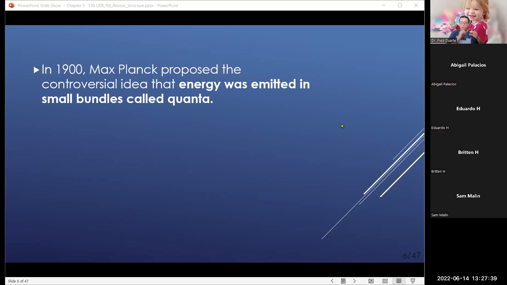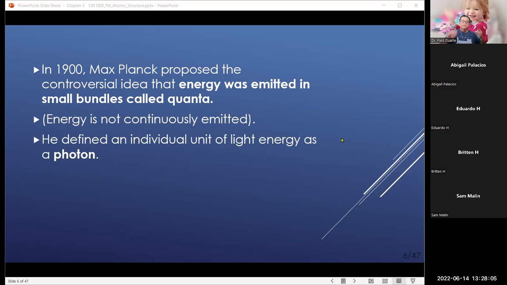Well, Max Planck proposed at that time, it was controversial, that energy was emitted in small bundles, okay, which he called quanta, okay? And that energy is not a continuous emitted phenomena, that it is a specific energy, okay? And if it's of a specific energy, guess what? It is a specific wavelength, okay? Now, he called these units of light energy photons.